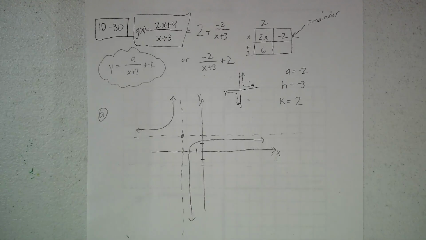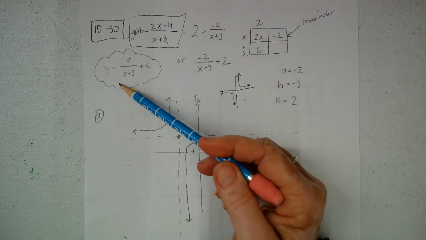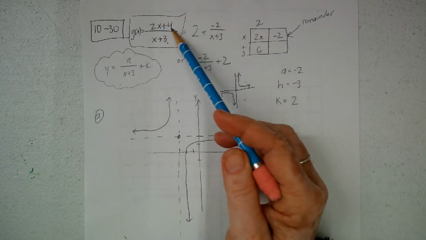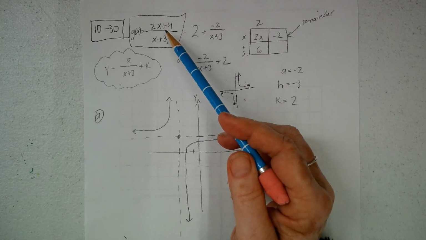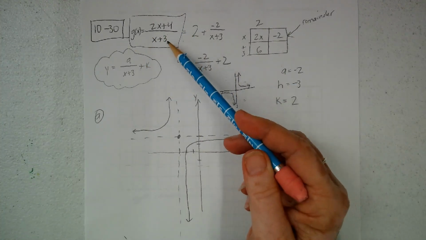Here's Precalc. It's problem 10-30. It asked us to rewrite g of x in graphing form. So to get this into graphing form, you want to do some division on it.